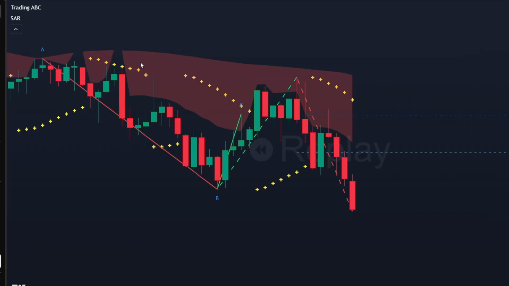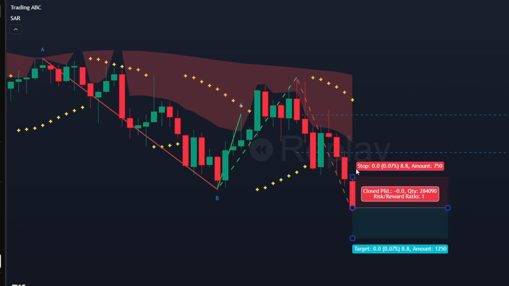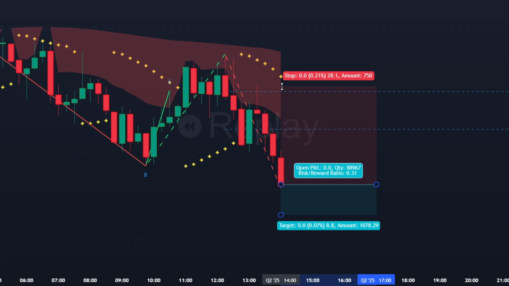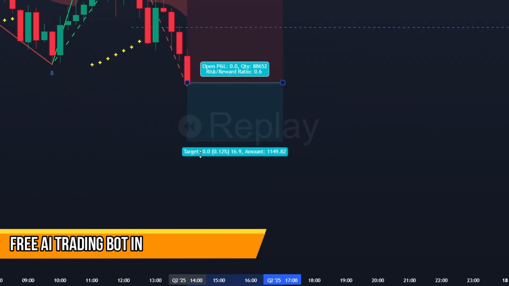Let's say the cloud is red and we get a clean ABC pattern during a downtrend. Price rallies up to form C and then starts to reverse. As soon as a candle closes below point B and the parabolic SAR flips with dots appearing above the price, that's your sell entry signal. Stop loss goes above the swing high, and again you aim for double the risk in reward.